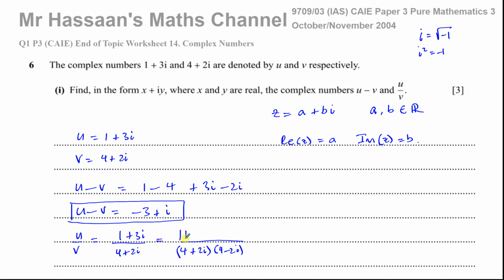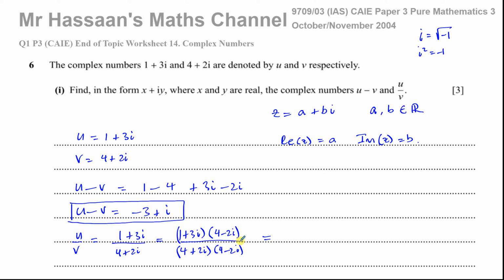But if I multiply the denominator by something, I must multiply the numerator by exactly the same thing, such that I have not changed the value of the fraction. So I multiply the denominator by 4 minus 2i. Why? Because it's the conjugate of this. It will get rid of the imaginary part. And I have to multiply the numerator by the same thing. Otherwise, it won't be the same fraction.